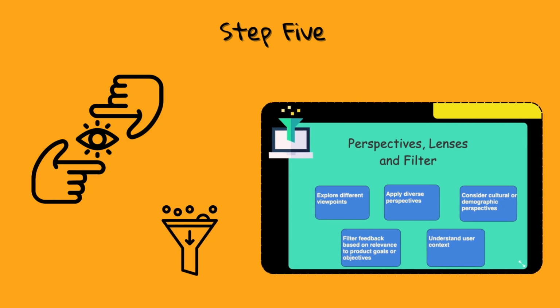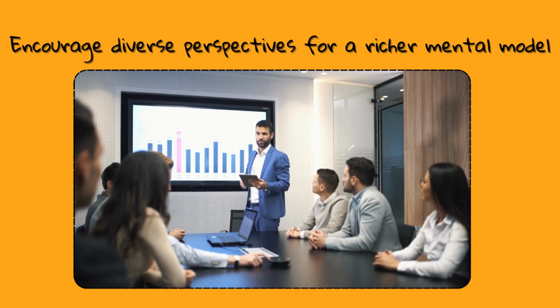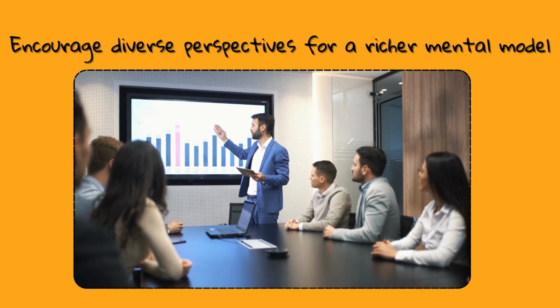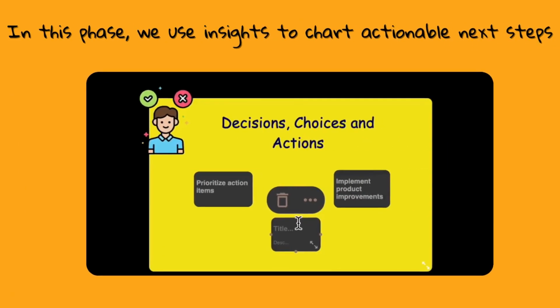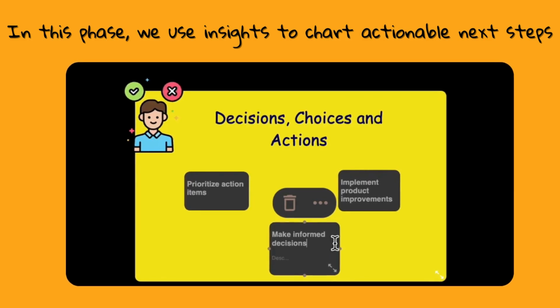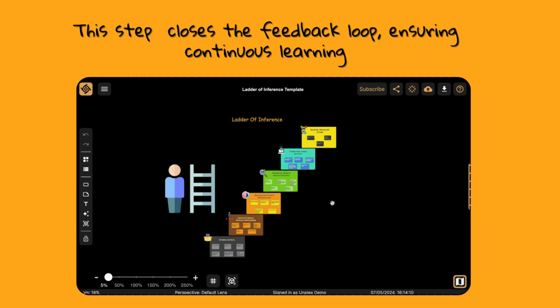Section 5 is called Integrating Perspectives. At this point, it becomes important to actively reach out and gather alternate perspectives than your own. This is a great way to incorporate and assimilate other points of view into your overall mental model. Section 6 is called Taking Action. Here we use the insights gained to identify actions and next steps that need to be taken. The next step, or Step 7, is where we complete the feedback and learning loop.